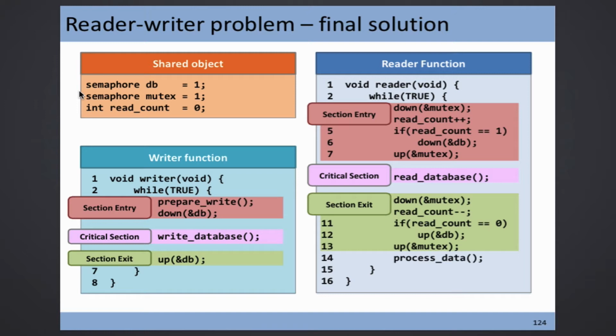Understand this code and tell me what is the use of one extra semaphore, called mutex. This is called DB, right? I said that I will pretend that the database is a shared resource, so I use a DB to provide mutual exclusion access to the database. But what is this mutex?